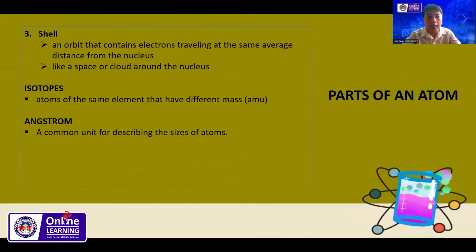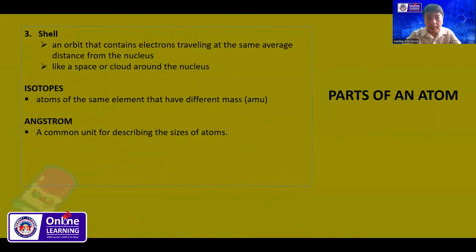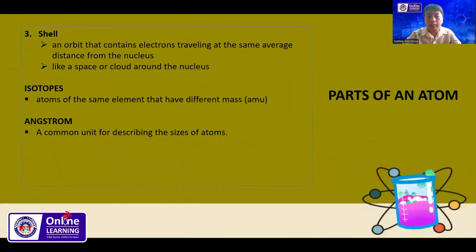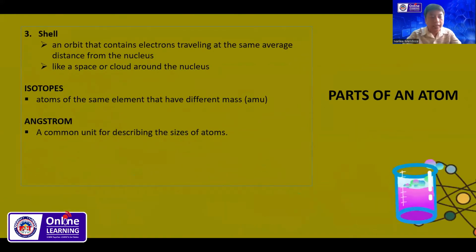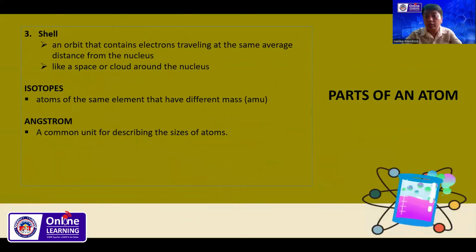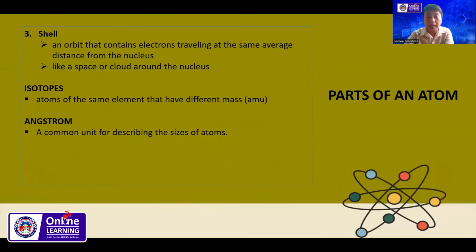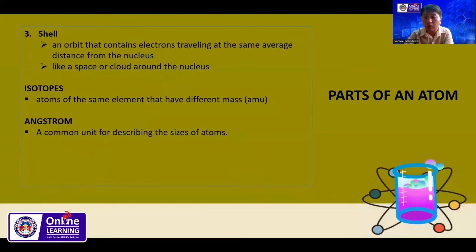Okay, so those are the parts of an atom, the nucleus, as well as the subatomic particles. We also have the shells, or what we call the orbit. An orbit contains electrons traveling at the same average distance from the nucleus. Second, it is like a space or cloud around the nucleus. So that is the shell. Now, other definitions. We have isotopes, atoms of the same element that have different mass or atomic mass unit, or AMU.